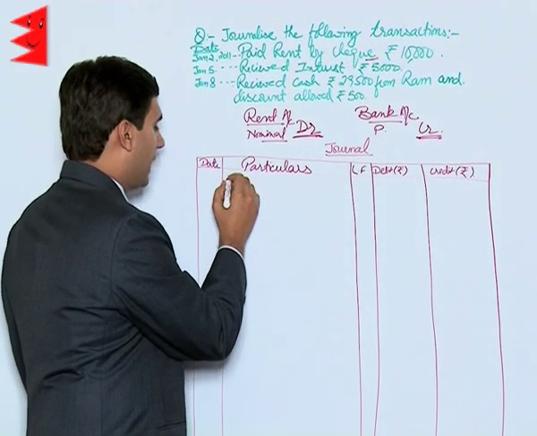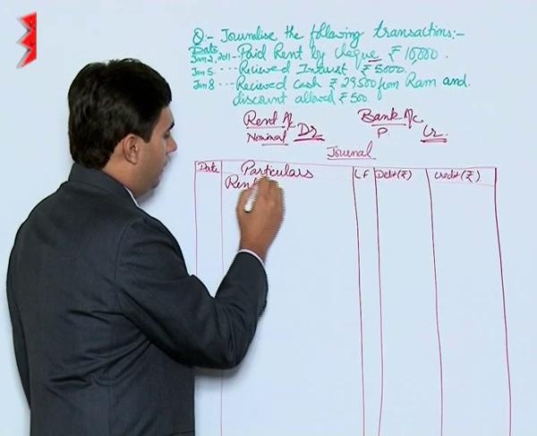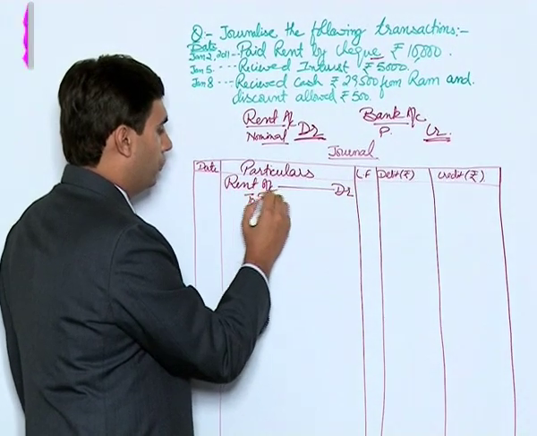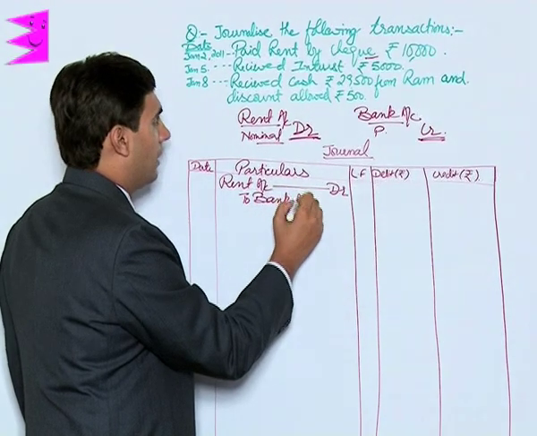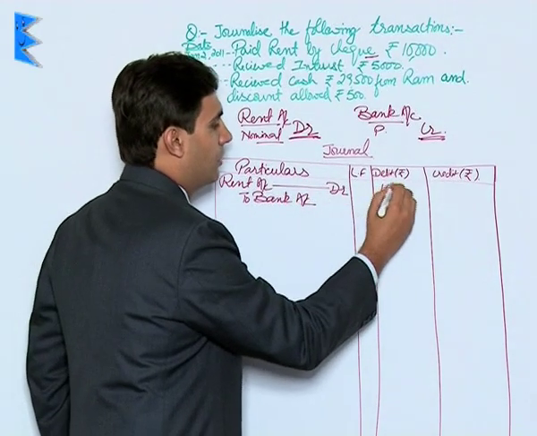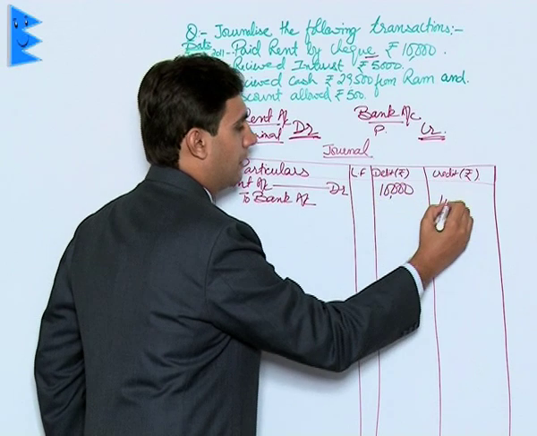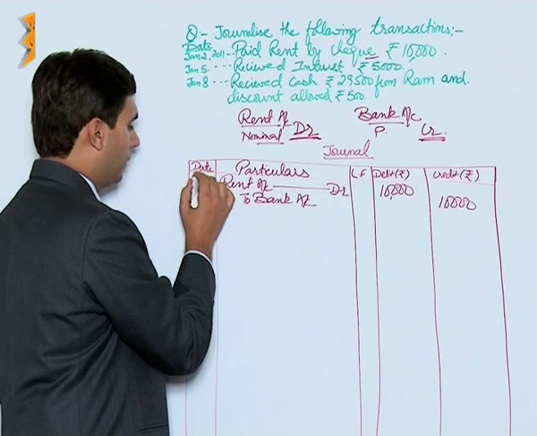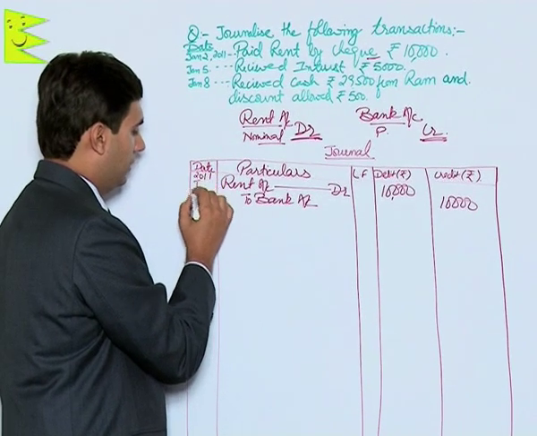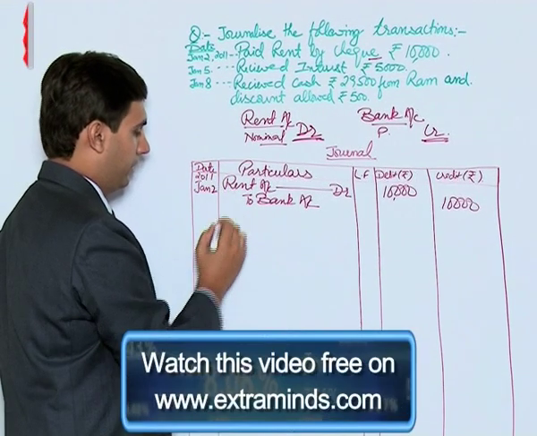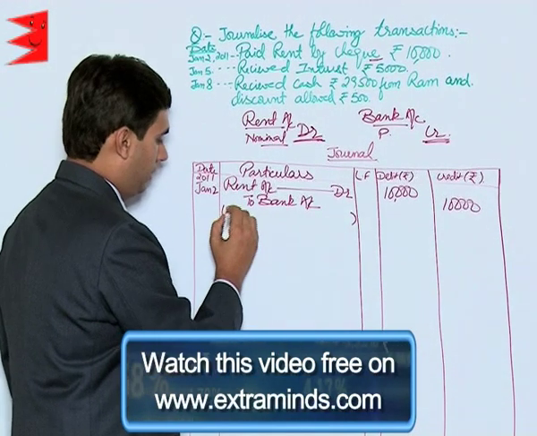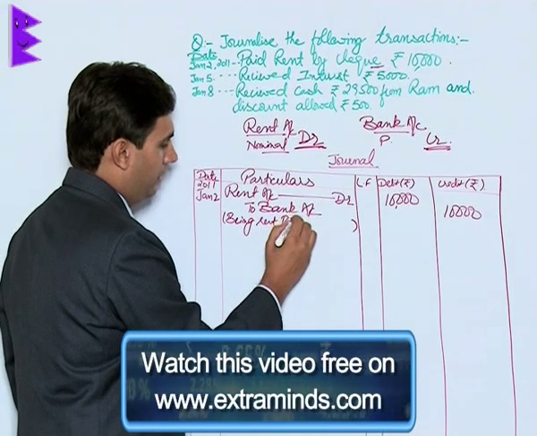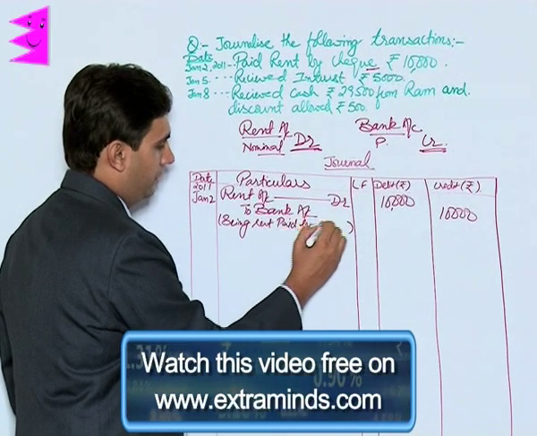So this entry would appear as rent account debited to bank account. Amount is rupees 10,000. Do mention the date here. 2011 is the year. January 2nd is the date. Narration: being rent paid by check.